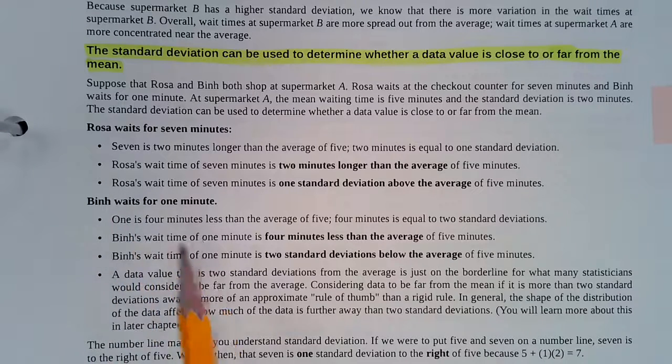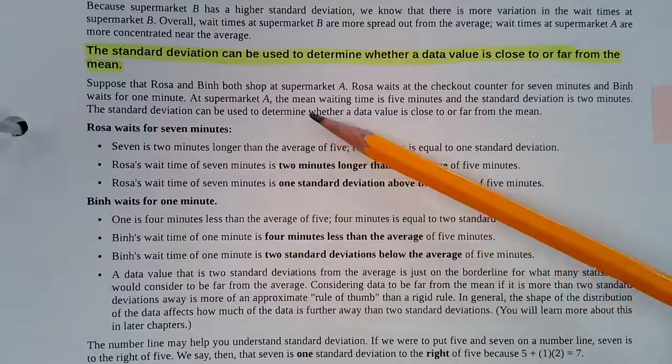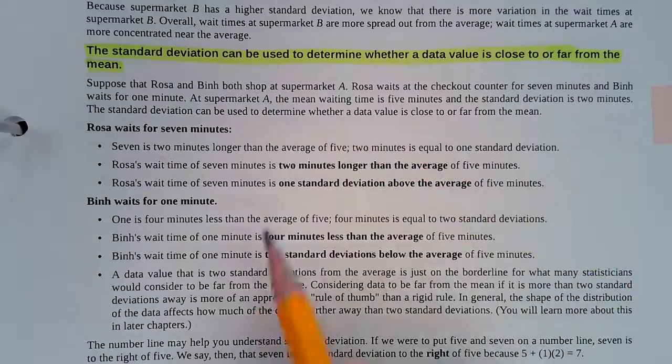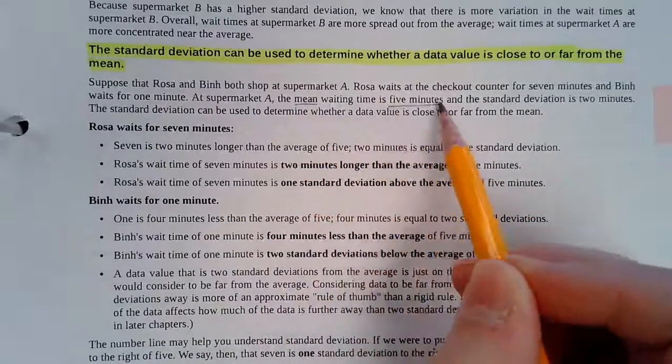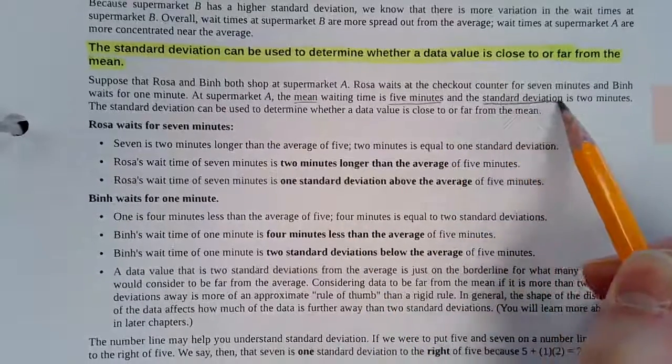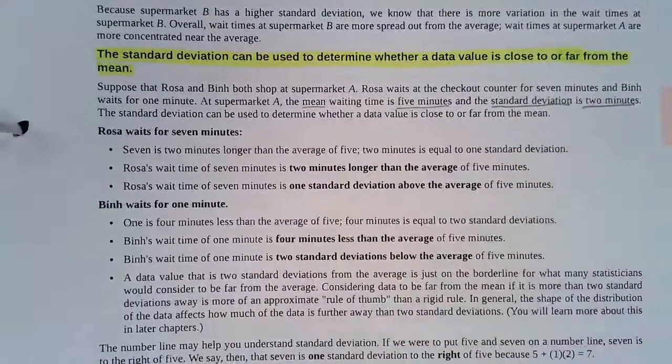So we're going to go through this scenario. Suppose that Rosa and Bin both shop at a supermarket A. Rosa waits at the checkout counter for 7 minutes, and Bin only has to wait for 1 minute. At supermarket A, the mean waiting time is 5 minutes, and the standard deviation is 2 minutes.